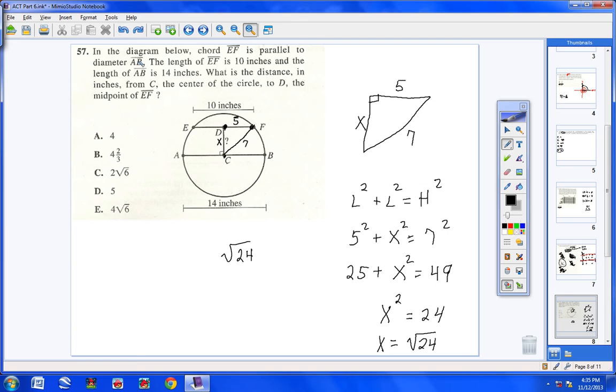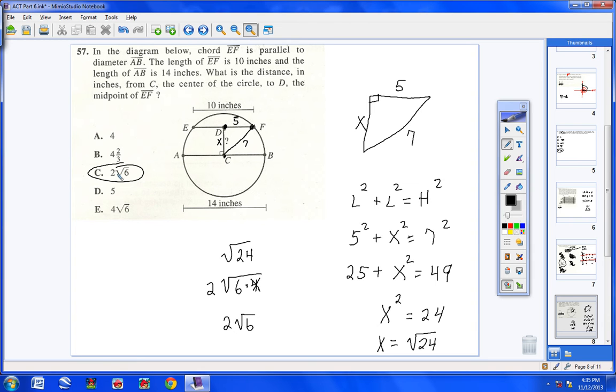However, hold on a second, I could write 24 as what? 6 times 4. Now, why would I want to do that? Because I know the square root of 4. And if I know the square root of 4, I can cross it off and put a 2 on the outside because the square root of 4 is 2. So now I'm left with 2 square root of 6, which is your answer right here.